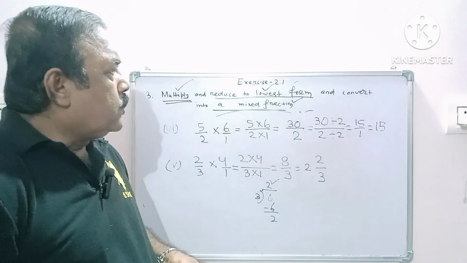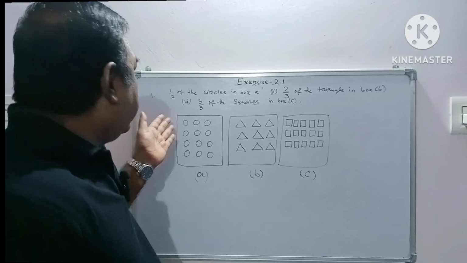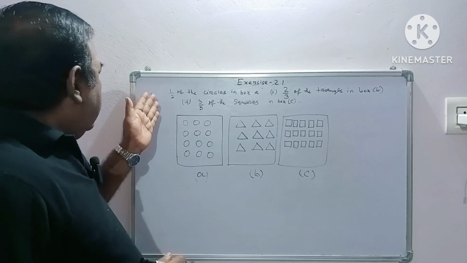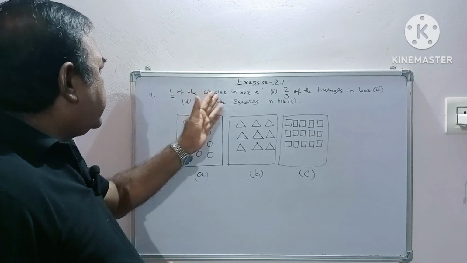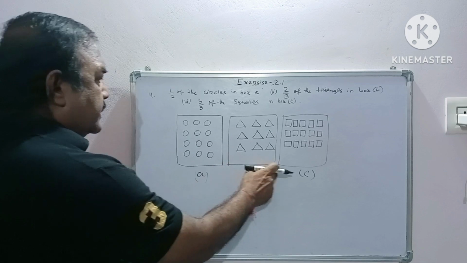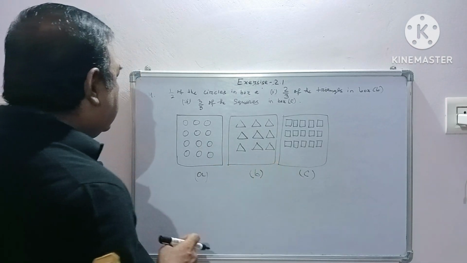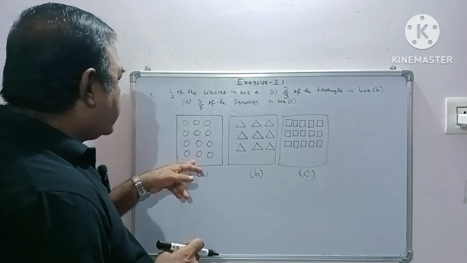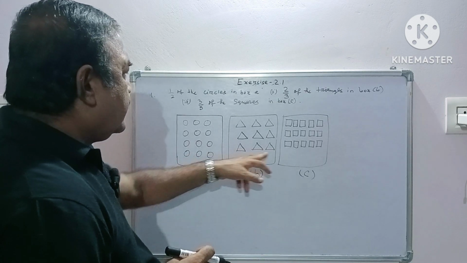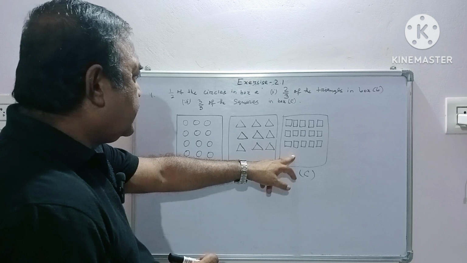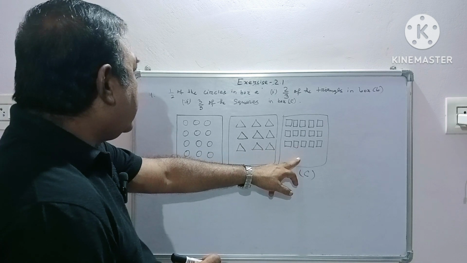Okay. So now we will move to question. This is question number 4. 1 by 2 of the circles in box A. You see there are 3 boxes. This is box A, this is box B, and this is box C. So there are circles here in the box A, triangles in the box B, and the squares in the box C.